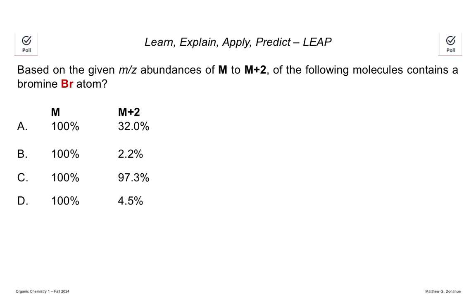So based on the abundances M to M plus 2, which of the following contains a bromine atom? So I've normalized these abundances of the parent, and then this is the parent plus 2 mass units. So if there's bromine, we're looking for a 1-to-1 ratio. And as we scan down, we can see that C matches that 1-to-1 ratio the best.